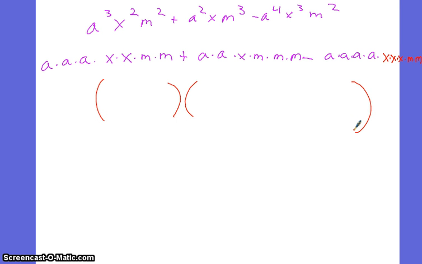Okay, what can I pull out of all of this? Well, I could pull up to 2 A's out. And in fact, as I pull them out, I'm going to cross them off. I can pull out of here at least one X, so I'm going to cross off an X in all 3 of these. And I could pull out 2 M's because all 3 of these have at least 2 M's. So M squared, so I'm going to cross off 2 M's.